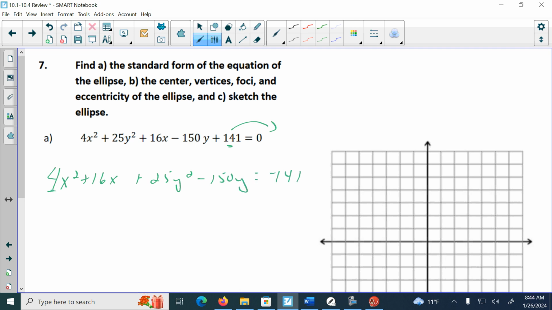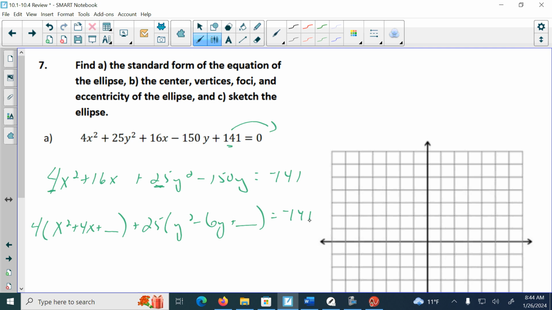Now I'm going to factor out whatever this number is here. So I'm going to factor out a 4 and make this x squared plus 4x, and then I leave a space for when I complete the square. Here I'm going to factor out 25, so y squared minus 6, I believe, plus, and then is equal to -141.